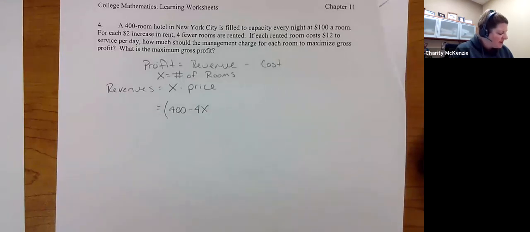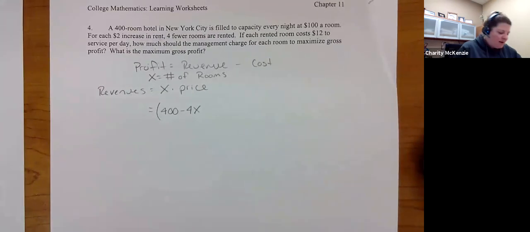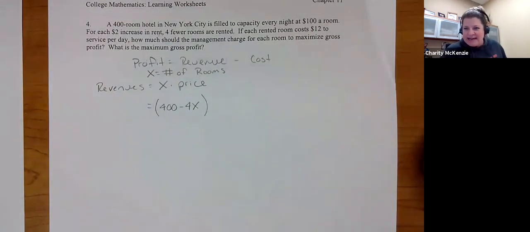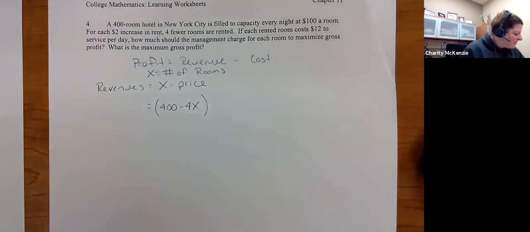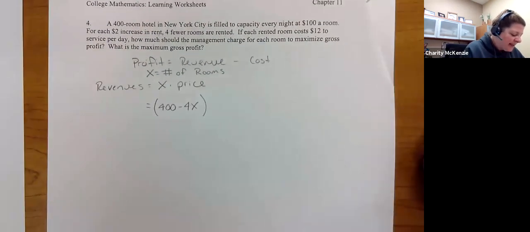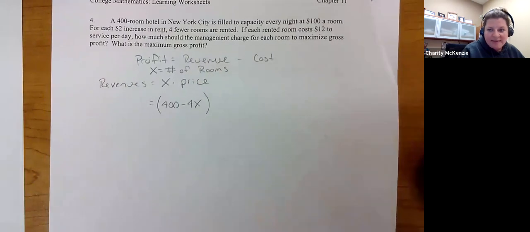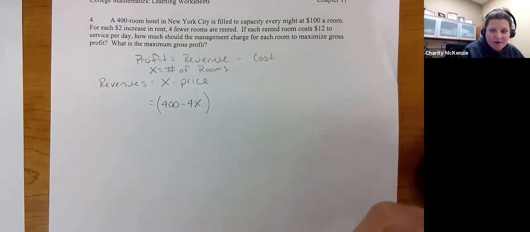$400 minus, because X is the number of rooms. X has to just be our number of rooms. Yeah, that'll work. I was second guessing myself on the 4X, but that would get us right, because 4 times however many rooms, then we'd minus that off the 400.